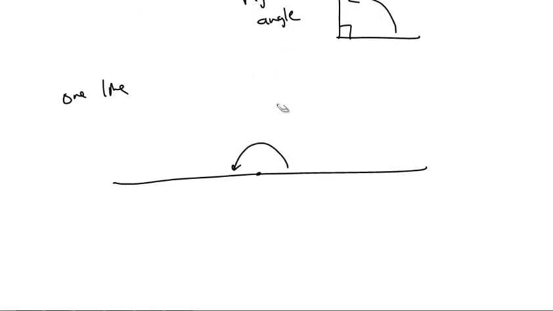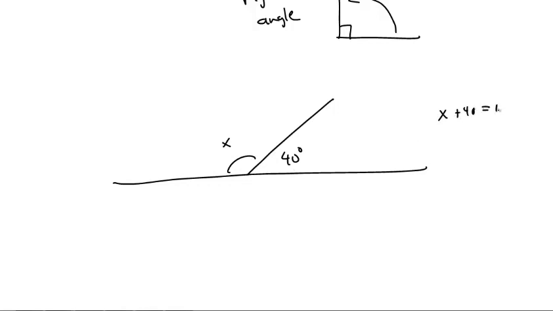If you have two lines, then what happens? Well, if one line is going off like this, and this is, say, 40 degrees, then this has to be x, where x plus 40 is 180, so you subtract 40 from both sides, and you see that x is 140. Usually you can kind of do this in your head. So if that's 40, this is 140.